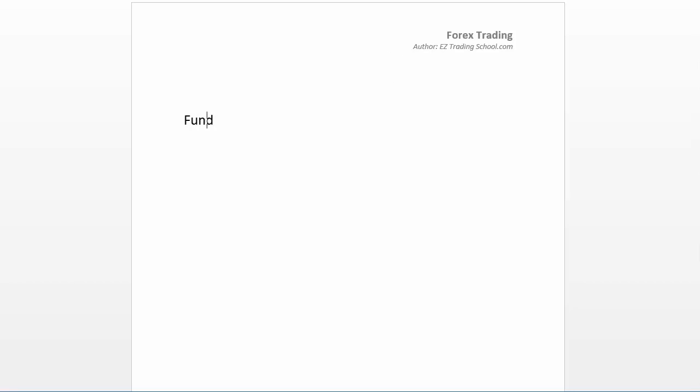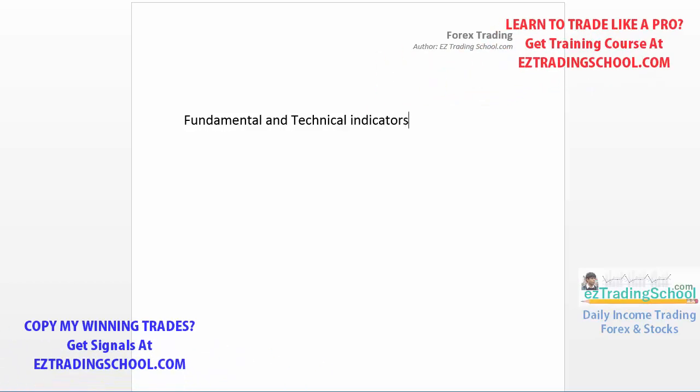Now let's look at the fundamental and technical indicators. So you might have heard about the forex traders deciding to buy and sell, and there are basically two schools of thinking. I'll call that two types of thinking to decide to sell or buy, or let's say to go long or short.